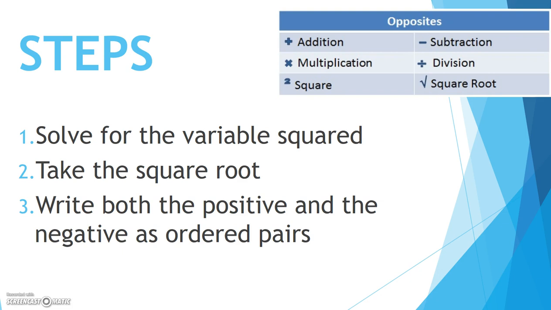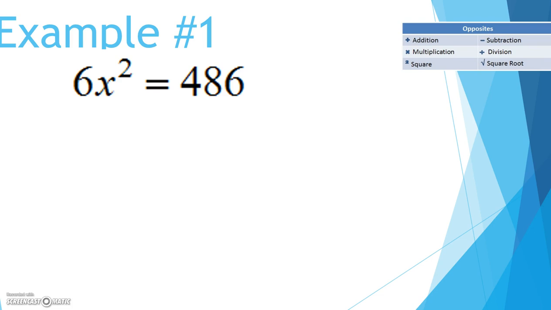First thing you're going to do is solve for the variable squared. So remember how we solved equations, how we got x by itself? We're going to do the same exact process, except our x is going to have a squared on it. So once we get that x squared by itself, we will then take the square root on both sides, and then we'll write both the positive and the negative as ordered pairs. Because remember, most of our quadratic equations have two answers, so we need to make sure we stay consistent with that and we still have two answers.